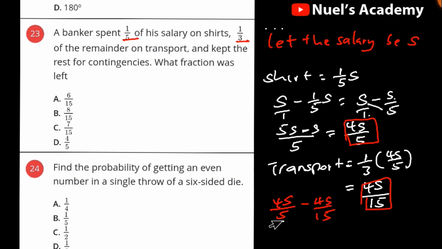To make this 5 here to be 15, for easier simplification, we're going to multiply the numerator and the denominator by 3. Alright, so this is equal to 3 times 4S, which is 12S, over 3 times 5, which is 15, minus 4S over 15. The denominator is simply 15. Then we have 12S minus 4S, which is equal to 8S. So we have 8S over 15. So this is the fraction that is left. Now from these options, we see that option B is the correct answer to this question.